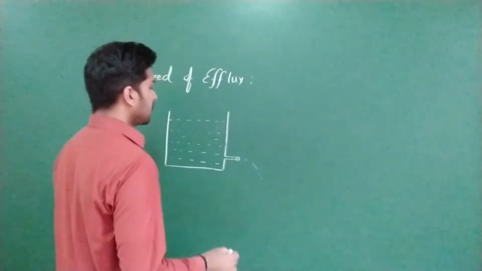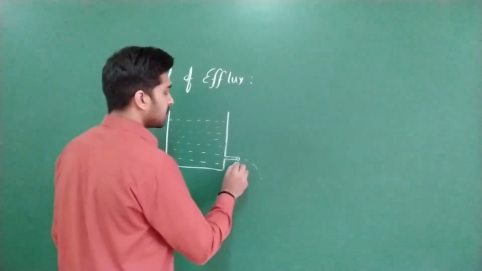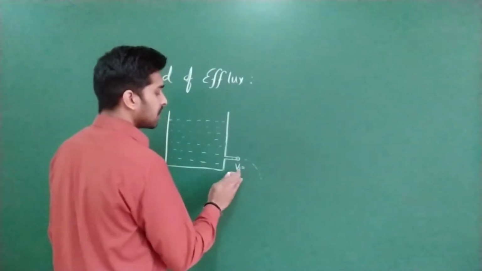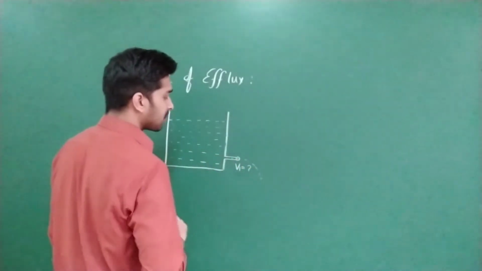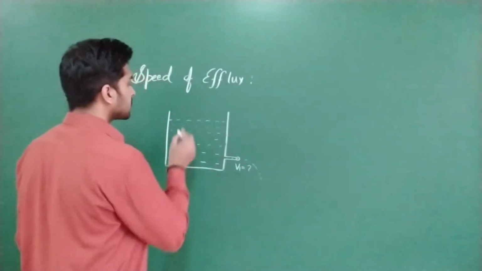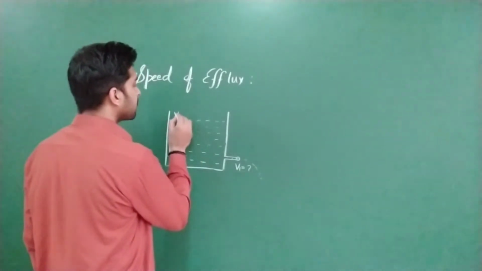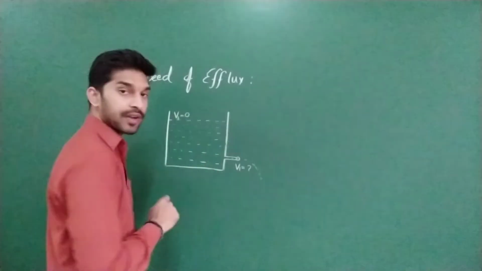Correct now? So what are the things we are assuming here? First of all, this V1 is nothing but the velocity of the liquid which is coming out from this point. Okay, V1 only we are going to calculate. Next, at this free surface velocity will be equal to what? 0. That means it is steady liquid.